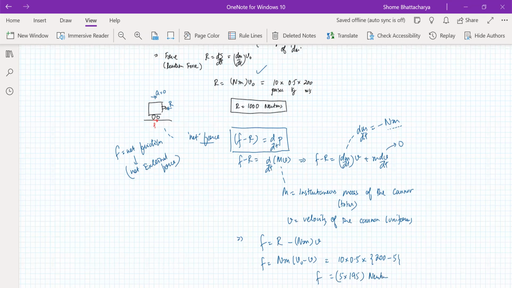Sir, yes, on the question, the speed of the shell which is given, is that with respect to the ground? No, V naught is relative to the cannon.